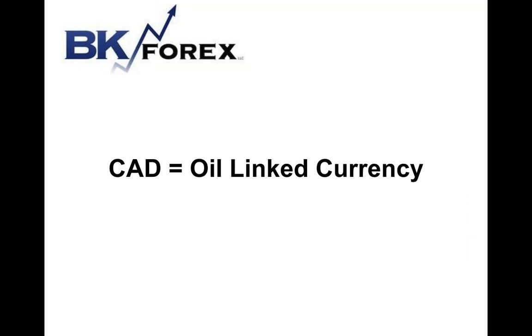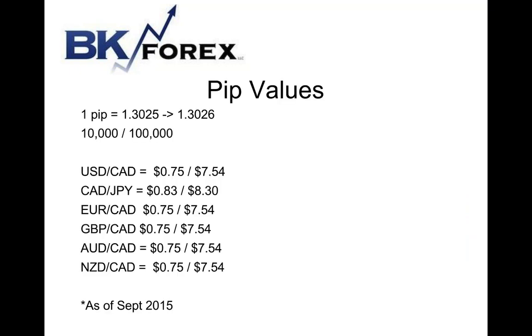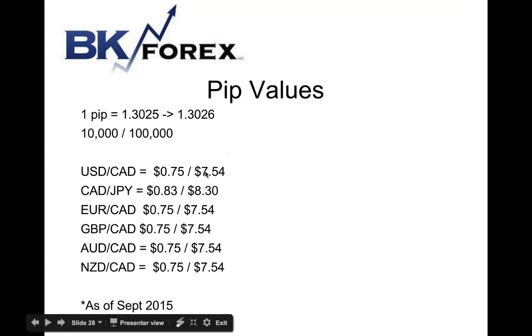And of course, it is the oil-linked currency. It's known as a petrocurrency because it is the economy. Something like 25% of all Canadian economy is one way or another linked to the oil business. So it's extraordinarily important. Its pip value is, it trades inverse dollar CAD. So it's effectively 75 US cents buys 1 Canadian dollar.